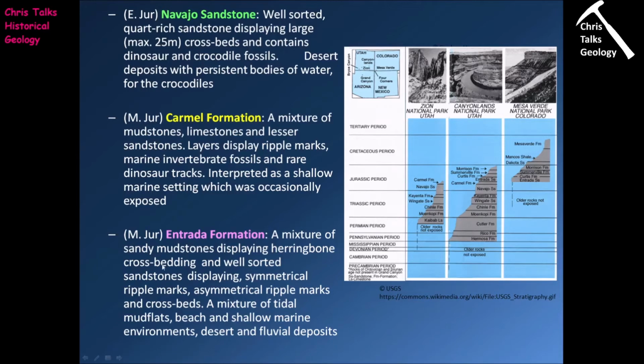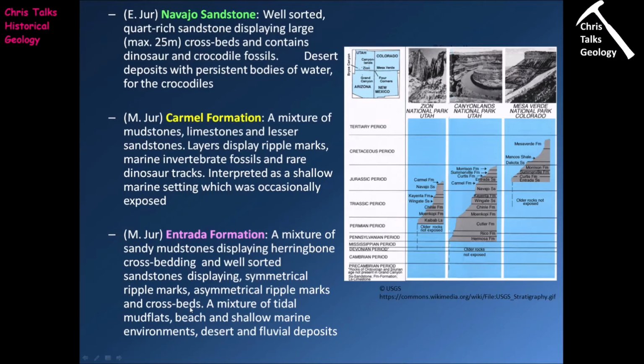By the Middle Jurassic, the Entrada Formation is a mixture of sandy mudstones displaying herringbone crossbedding, and well-sorted sandstones displaying symmetrical ripples, asymmetrical ripple marks, and crossbeds. So what we're looking at here is essentially a sequence of rocks that is representative of tidal mudflats, so that's the herringbone crossbedding. Beach deposits, those are the symmetrical ripples, and shallow marine environments, those are the asymmetrical ripples and crossbeds.